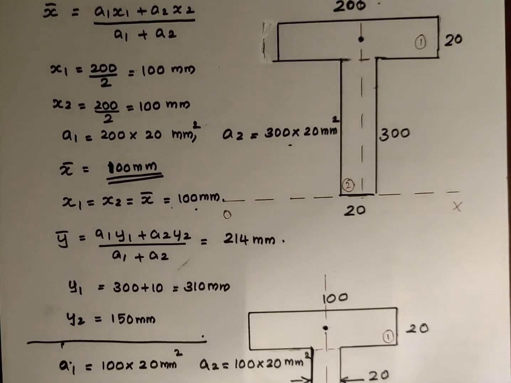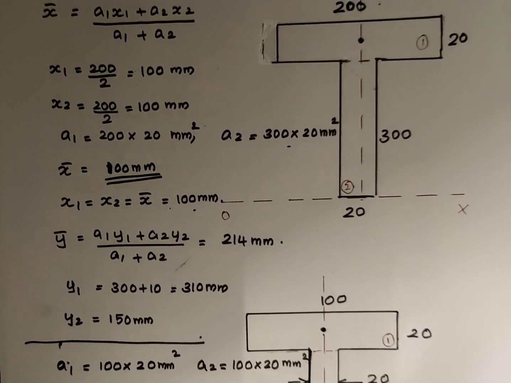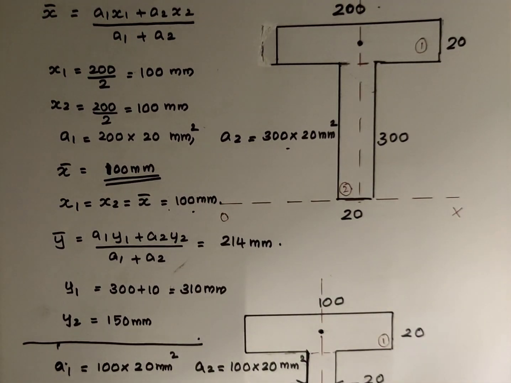So we have discussed only composite sections made up of rectangles. We will discuss composite sections made up of triangle, semicircle, circle in the next video.